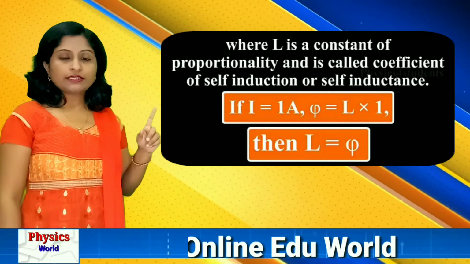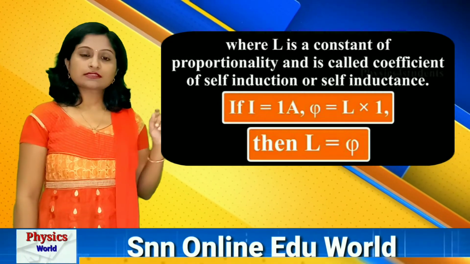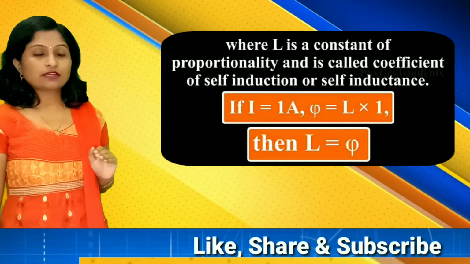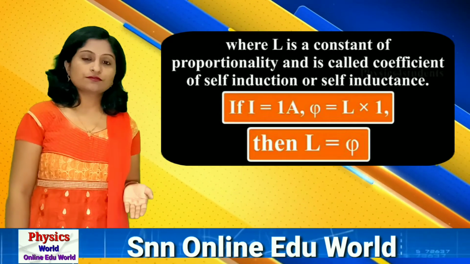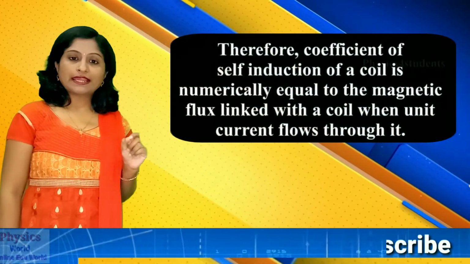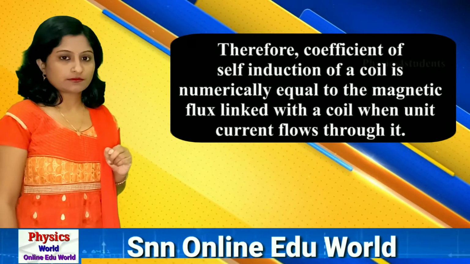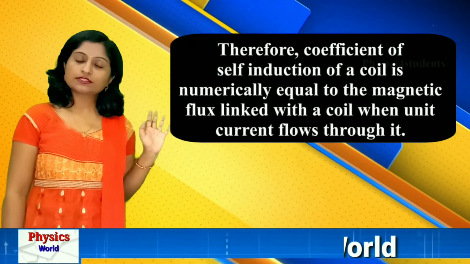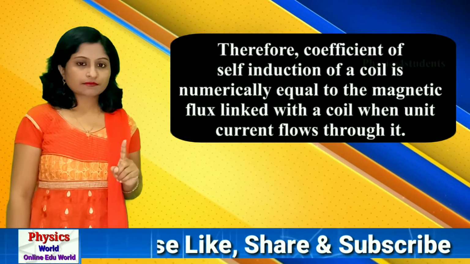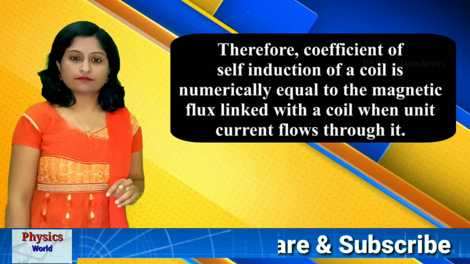Phi is equal to L into 1, that is, phi is equal to L. Means magnetic flux is equal to the self-inductance, that is, the coefficient of self-inductance. That means the coefficient is equal to the magnetic flux linked with the coil when unit current flows through it. So this is the first type of definition for the coefficient of self-inductance. When current is 1 ampere, the magnetic flux flowing through the coil is nothing but the coefficient of self-inductance.